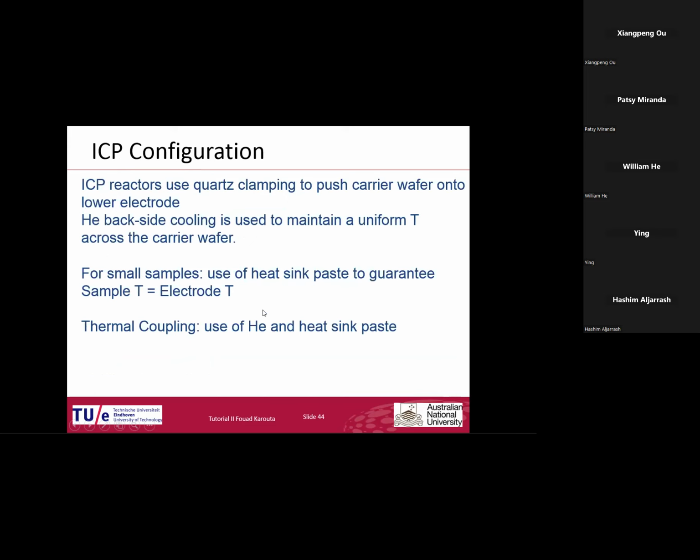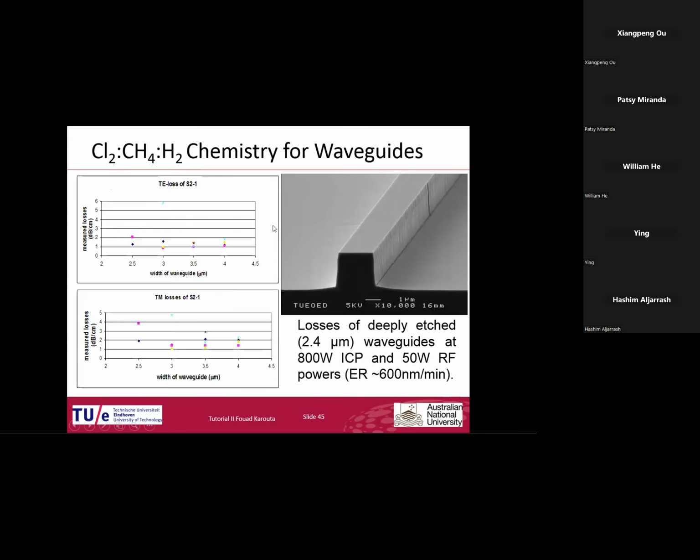But to start, the ICP reactor, I mean, these are standard, I'll just pass it. So I did also some etch of waveguide in indium phosphide using chlorine methane hydrogen process. And you see that we managed to get very low losses of waveguide, about 1 to 2 decibel per centimeter.